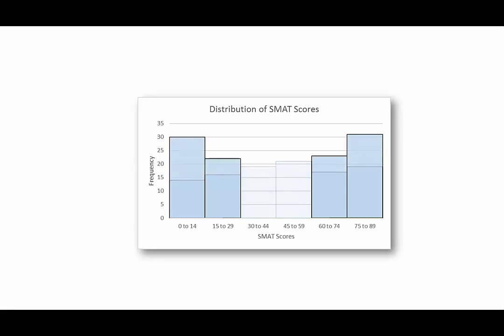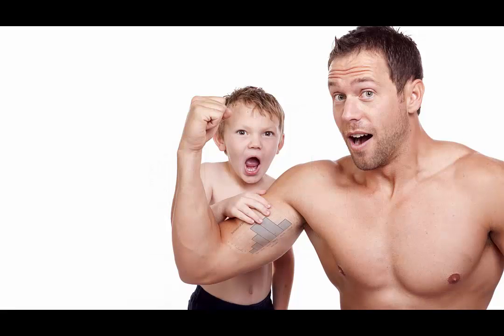And here's a group that had really high scores, while the others had very low scores, but no scores in the middle. And we were able to see all these patterns with a quick glance. That's the power of frequency distributions.